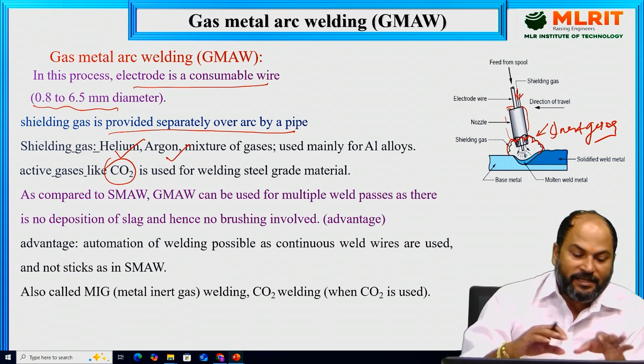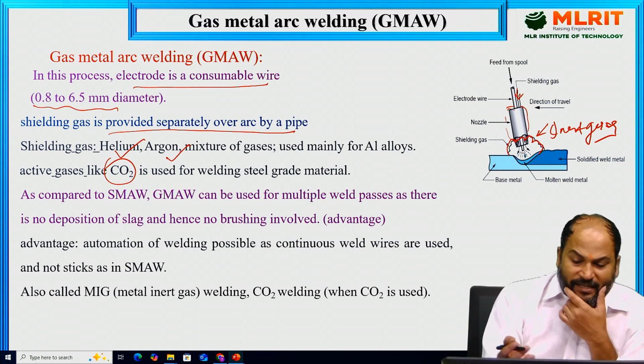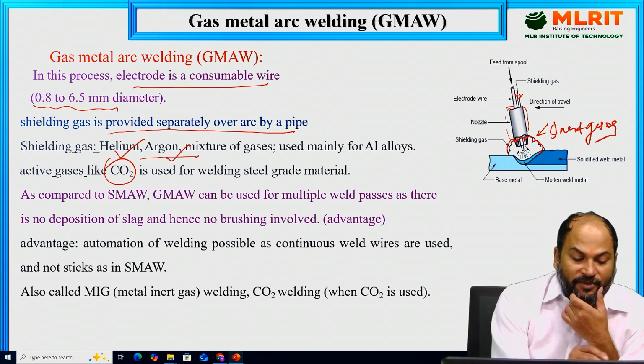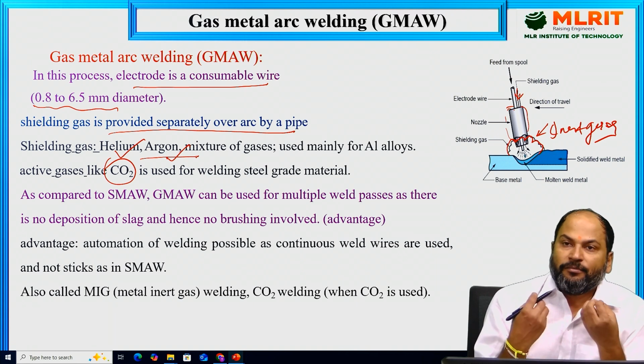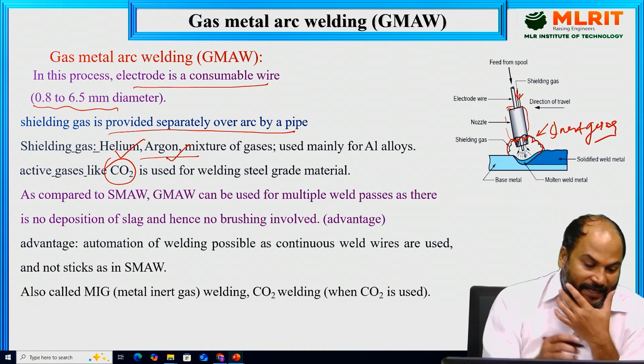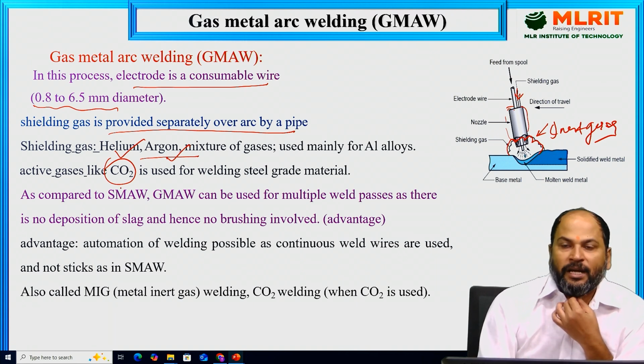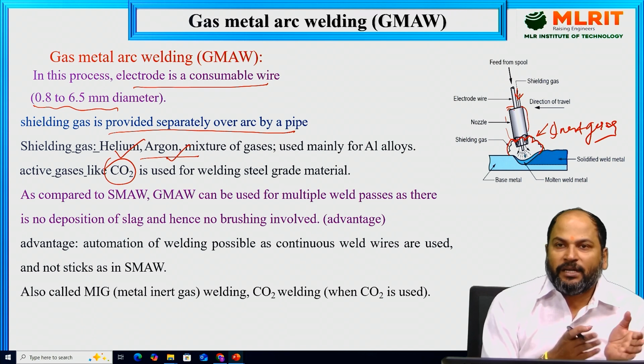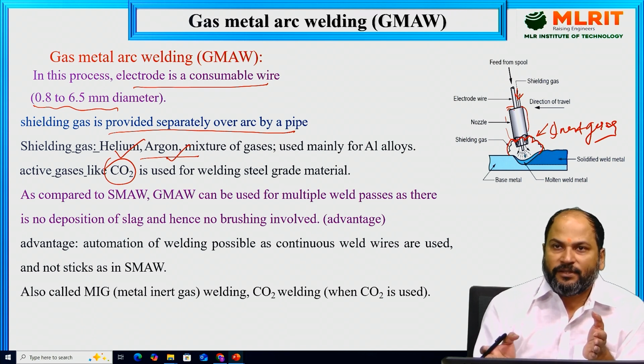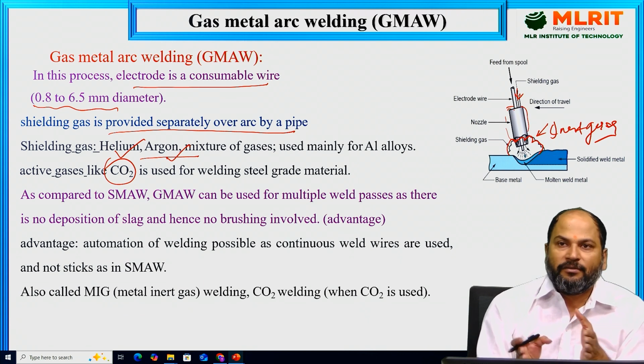So separately it is being provided. Okay, as I said, shielding gases may be helium, argon, or a mixture of inert gases. In active gases, generally CO2 is used. How will it be decided which particular inert gas we are going to use for the shielding?